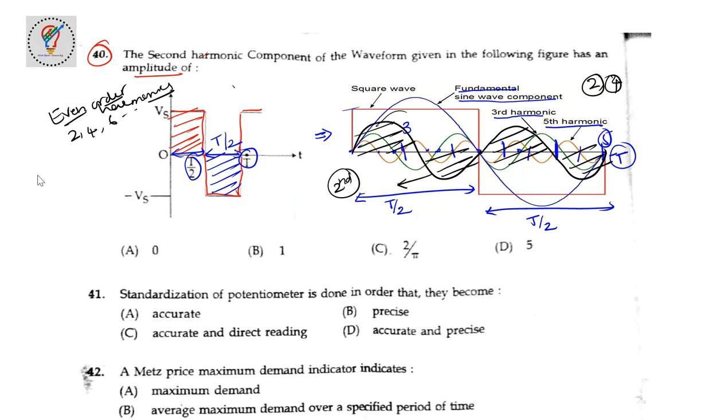The same point which we discussed in the power system short notes, where we discussed the symmetrical wave. A symmetrical wave has only odd order harmonics, and even order harmonics are absent. So from this conclusion itself, we can say that the answer is 0 here. Okay, next question.